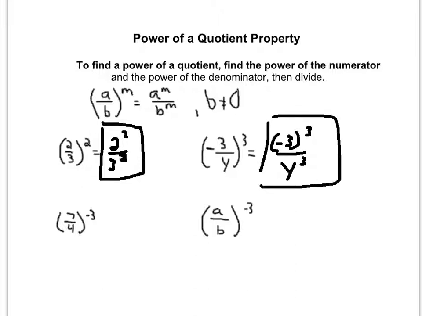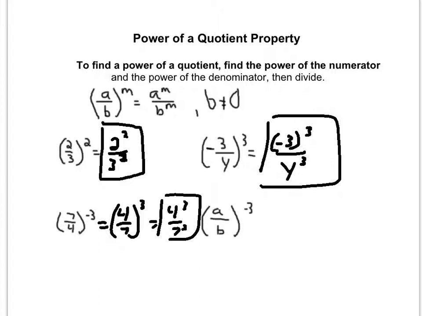The next one, we've got 7/4 to the negative third power. Well, this is a negative exponent, so the very first thing I would do is flip it to the reciprocal and make it a positive exponent like we learned in the last lesson. So the 7/4 is going to flip over and become 4/7. And since we flipped it over, it's going to be to the positive third power. Now we're going to apply this rule, and we're going to get 4 to the third over 7 to the third.